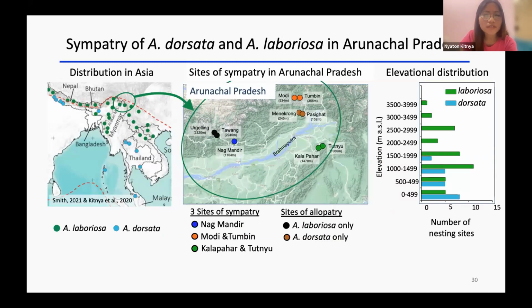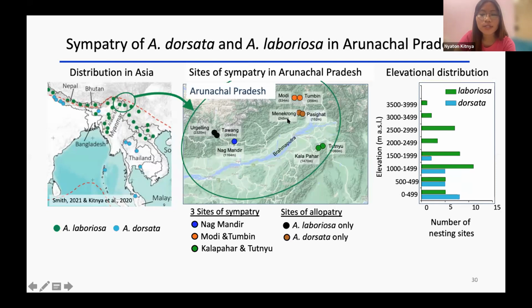Another approach that we were interested in is the comparative study of Laboriosa and Dorsata from the sites of sympatry. In our study, we observed 5 sites of sympatry in Arunachal Pradesh in Northeast India. The sites of sympatry are marked in different colors, that is blue, orange and green. Along with the specimens for our analysis, we also included specimens from where we could collect only Apis laboriosa and from where we could collect only Apis dorsata.